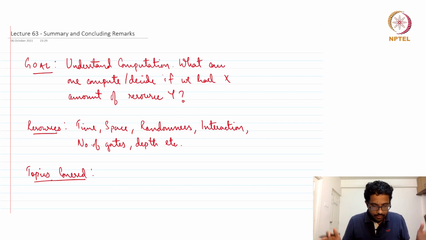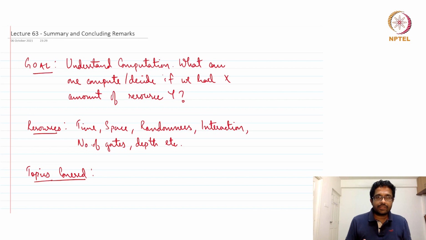So, overall, what was the goal and how have we gone about trying to get closer to that goal? The goal was to understand computation. How much can we compute or decide? Compute in the sense of a function and decide in the sense of a language if we had X amount of a resource Y. We considered several resources. When I said resource at the beginning, maybe the only resources that we would have been familiar with would have been space and time, in terms of computational resources.